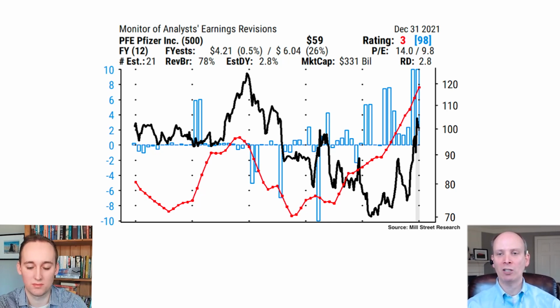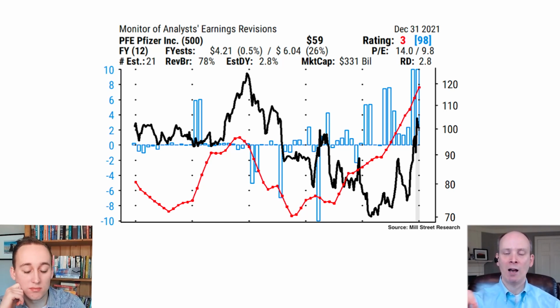So of those 21 estimates, some analysts will have raised their estimate for earnings over the last 2 or 3 months. Some will have lowered. But if you take the number that raised and you subtract the number that lowered, you get 78%, which is shown next to it there where it says REVBR. That's revisions breadth. And that means that net 78% of those 21 analysts have raised their estimate over the last 3 months. And so that red dotted line is basically just a cumulative sum of those monthly revisions breadth figures.